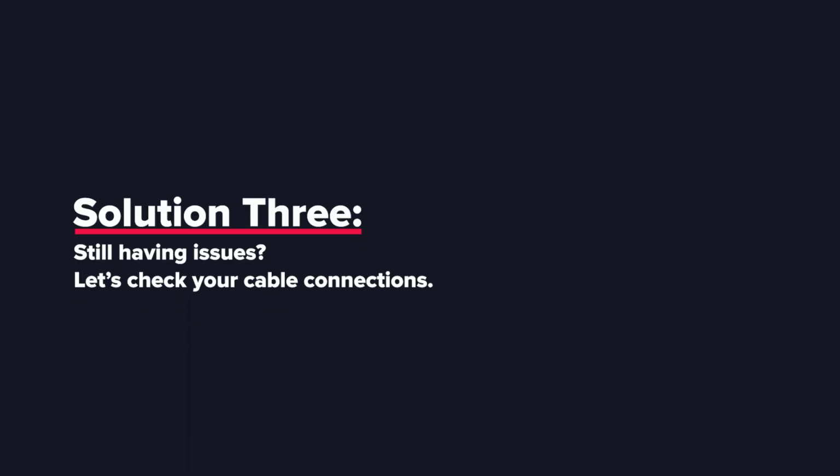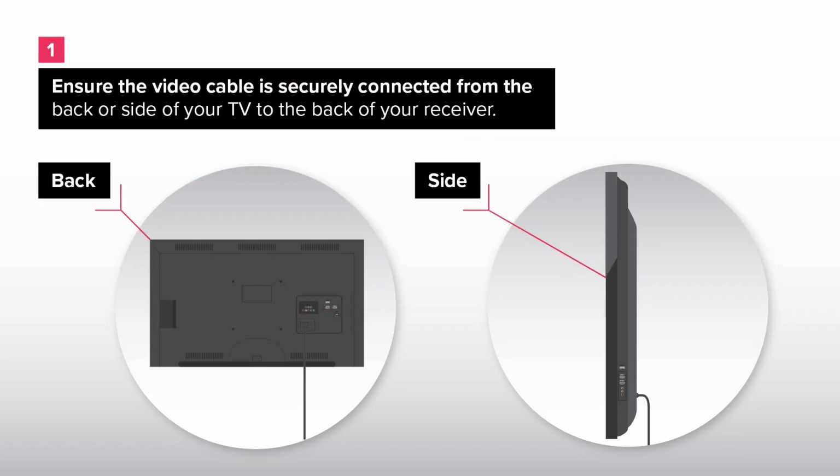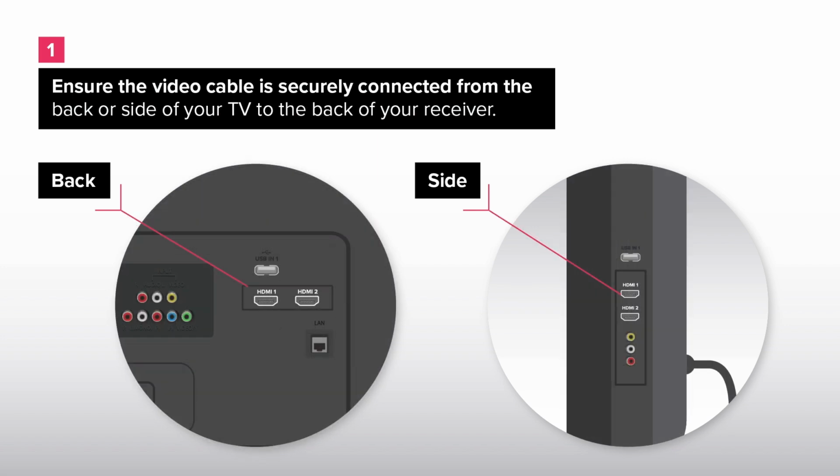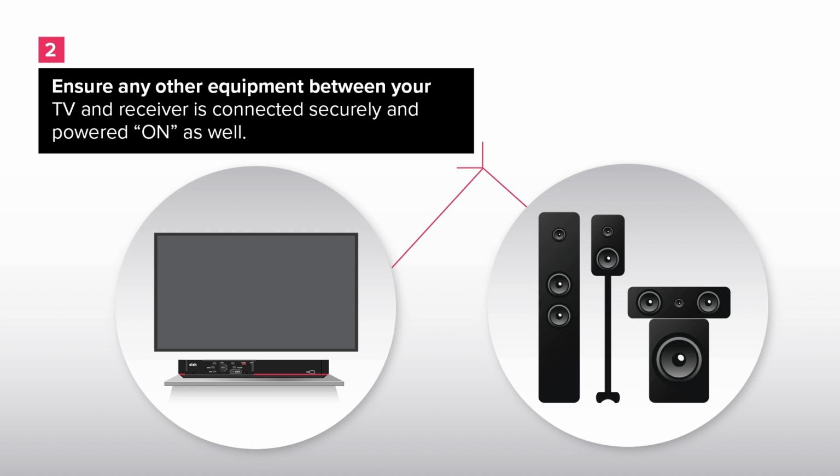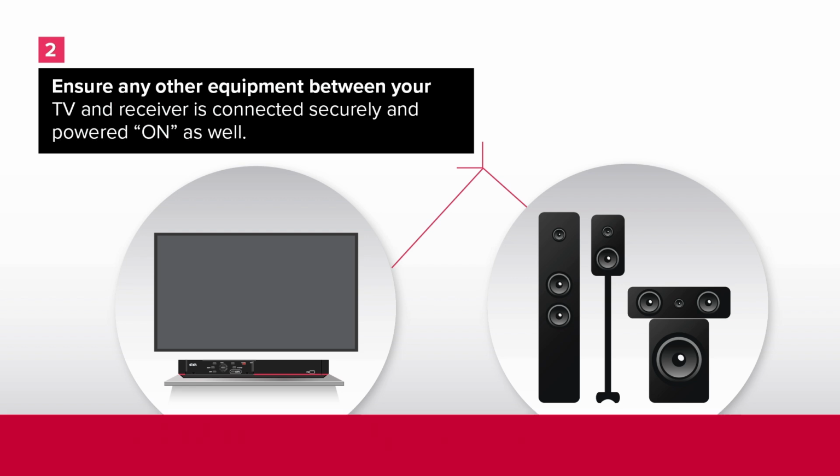Solution 3. Still having issues? Let's check your cable connections. Ensure the video cable is securely connected from the back or side of your TV to the back of the receiver. Ensure any other equipment between your TV and receiver is connected securely and powered on as well.